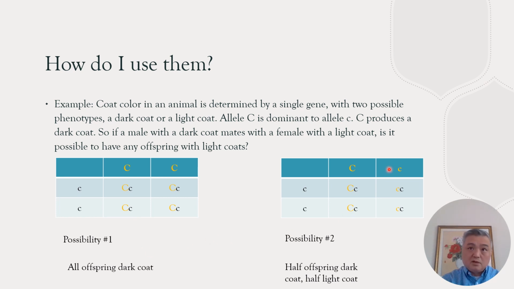In this possibility, because the father has one recessive little c allele, you're going to have a mixture. Half the kids will be big C, little c, hence they'll have a dark coat. The other half will be little c, little c, and they'll have a light coat. So in this case, you have half the offspring with a dark coat and half with a light coat.